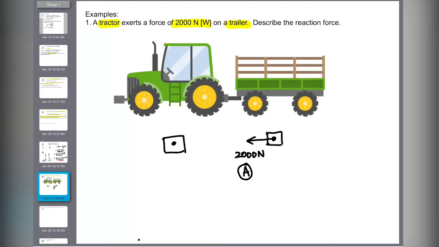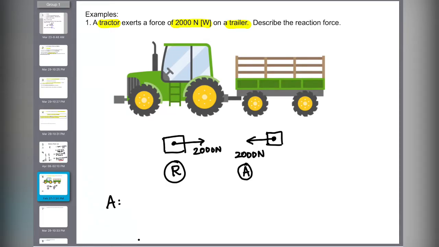So the reaction force is acting on the tractor, with the same amount of force, equal and opposite, but now exerted by the trailer. To write out the statement, you don't always have to draw a picture. I just wanted to make sure that when I draw the picture, you have a better understanding of the key point: the action-reaction forces are always the same magnitude, but opposite in direction, and always acting on two different objects.